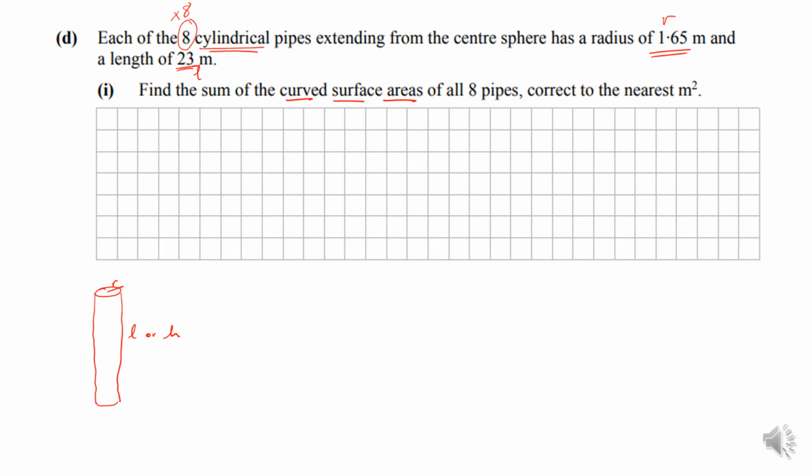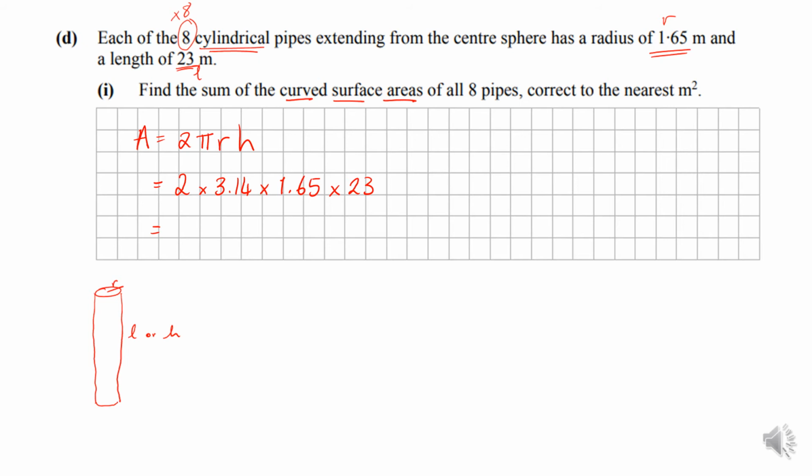Okay, so once more we'll begin by writing down our formula. A equals 2 pi r h in this case. Okay, and the next step then is to substitute correctly. So 2 multiplied by pi, 3.14, multiplied by r, so radius in our question is 1.65, multiplied by h, which is the height, but it's referred to as length, so 23. Okay, and calculate that. Use your calculator.